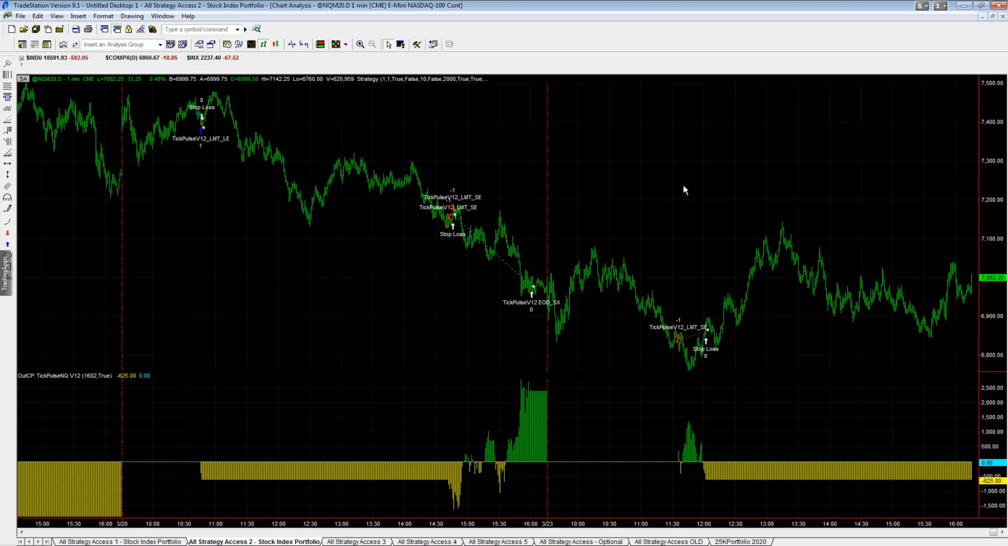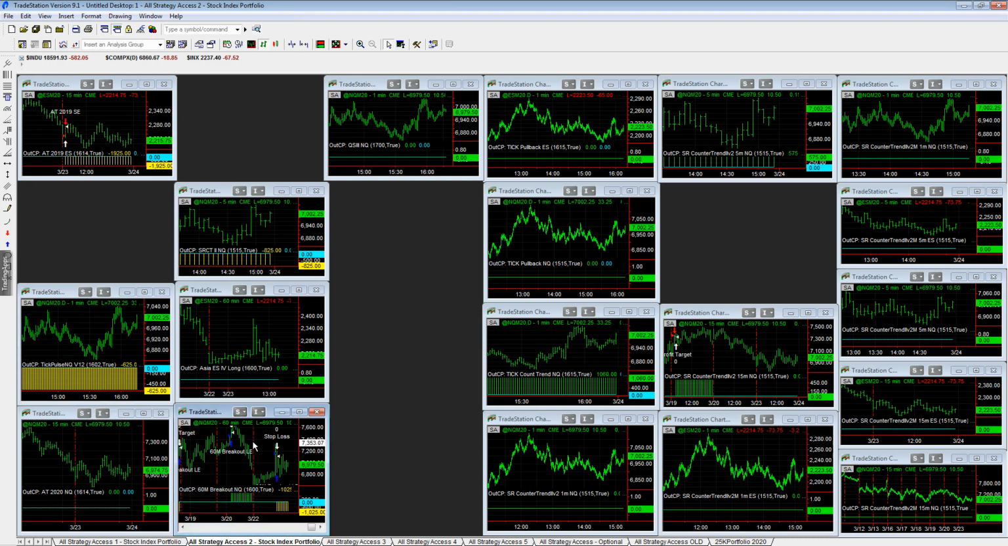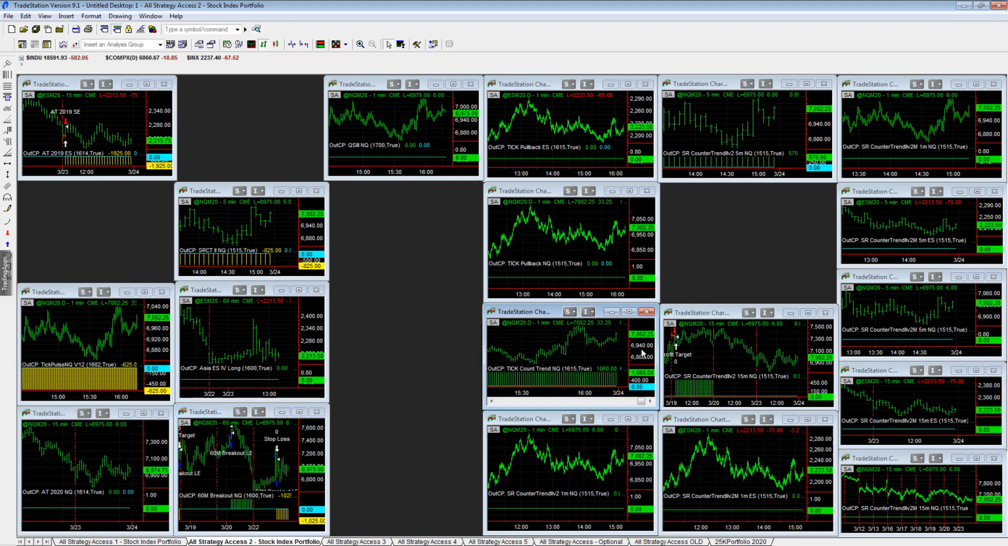All Strategy Access 2, Active Trader 2019, minus 1925. Tick Pulse, probably get rid of this strategy in the portfolio for now. It just isn't a good strategy to trade. The volatility is too high for this strategy, and so the anticipation is to X that one out. You'll still have access to all the strategies, but the portfolio will look a little different with the new strategies and new modifications. 60-minute breakout, same thing. I don't like this setup in the portfolio right now.